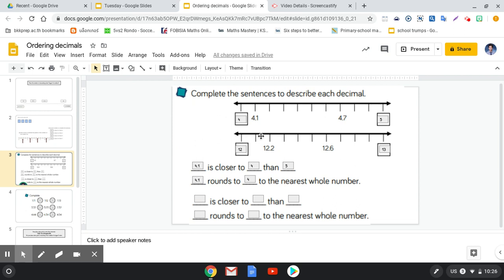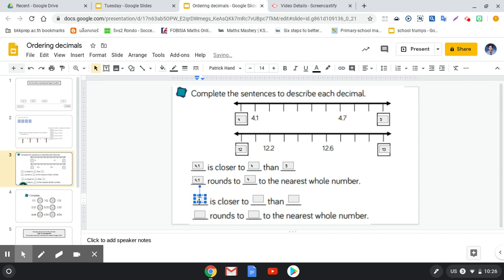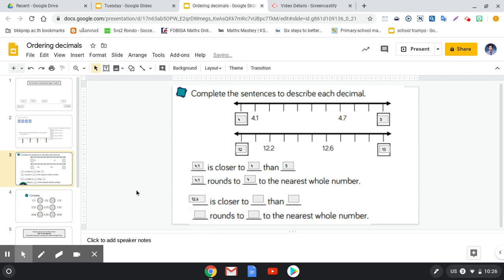But this time I'm going to choose an example from the second number line. And I'm going to choose this one here, 12.6. So I'm going to write in here 12.6. Just make this box bigger. 12.6 is closer to, let's have a look. So 12.6 here is closer to 13 than it is to 12.